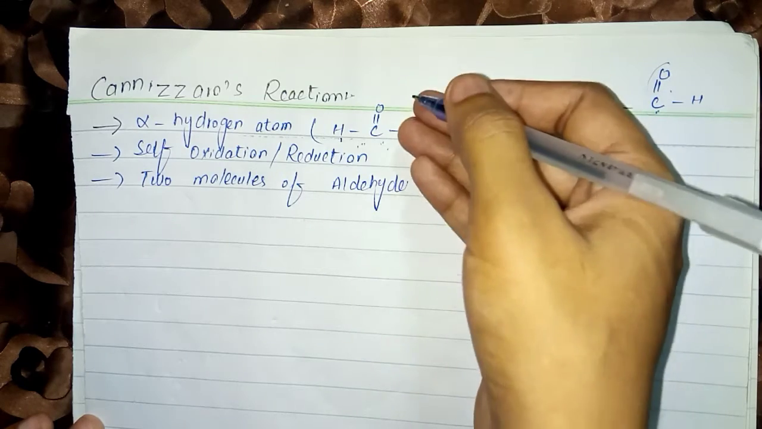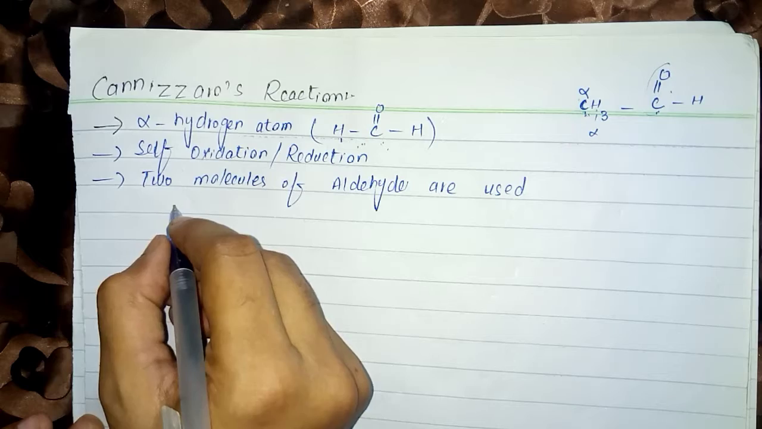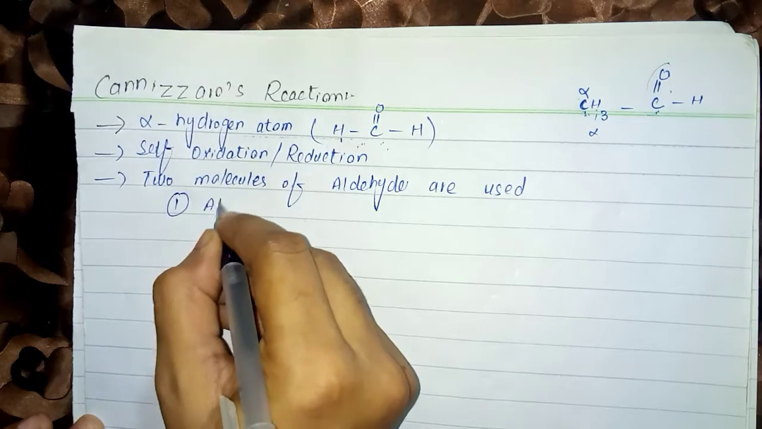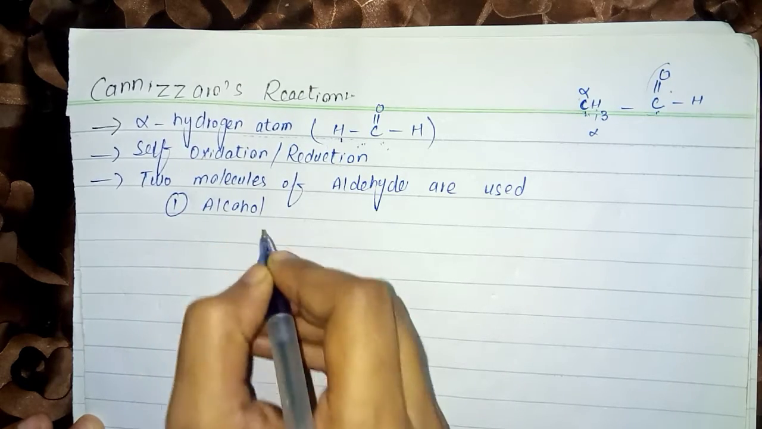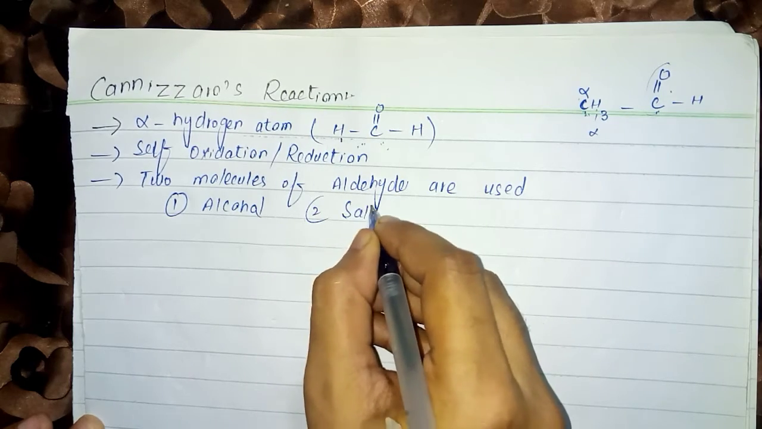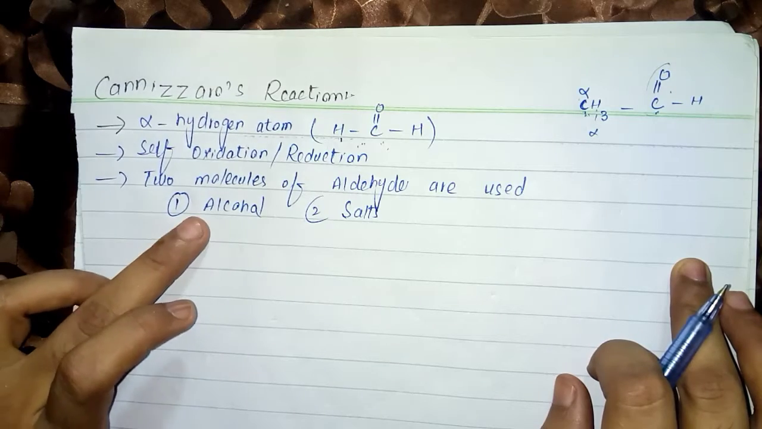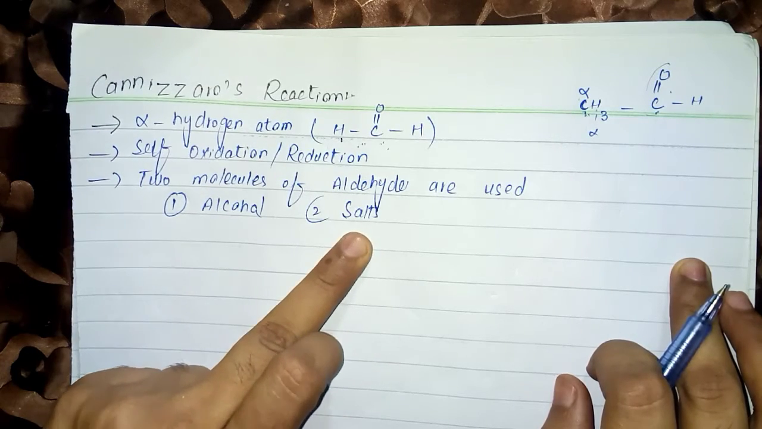So following these three statements, what will be the product of this reaction? There will be two products here. The one will be an alcohol and the second one is a salt. So it means that the end products of the Cannizzaro reaction are an alcohol and a salt.